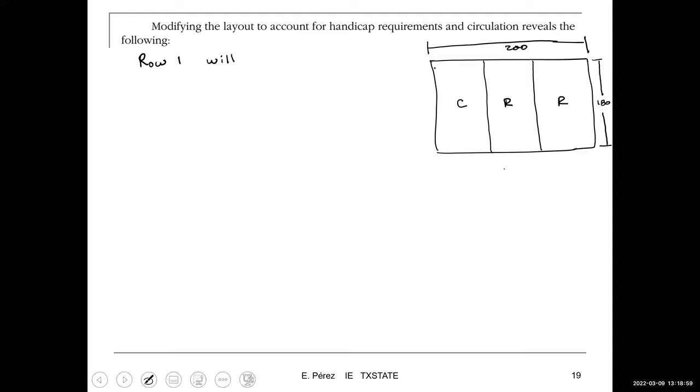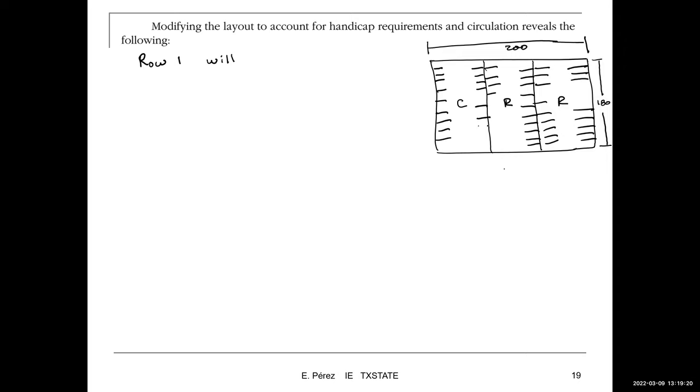So I'm going to have two lanes per module, 90 degrees. I'm going to call this one lane one, this one is lane two. This one right here is lane three. This one is lane four. This one is lane five. And this one is lane six. So I have six lanes. I'm going to use the first lane to accommodate the handicaps.